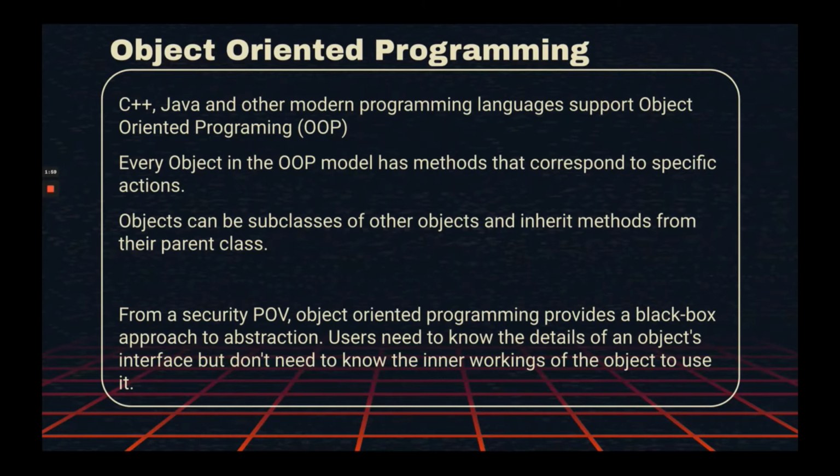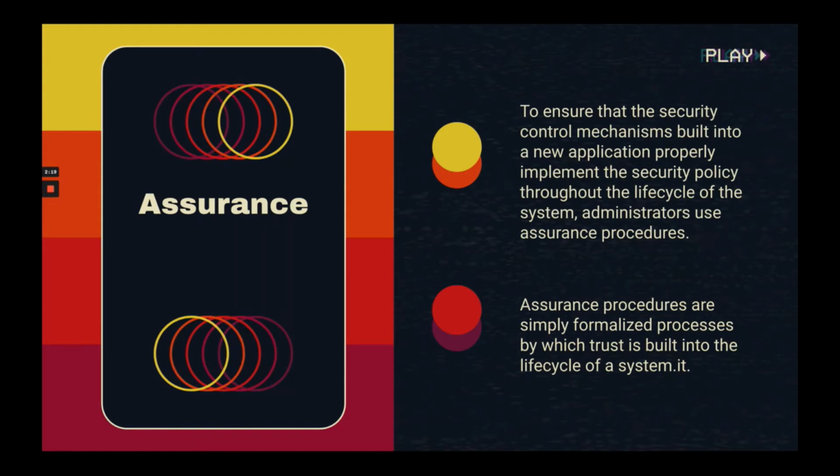And from a security point of view, object-oriented programming provides a black box approach to abstraction. The users need to know the details of an object's interface, but they don't need to know the inner workings of the object to use it. So from a security point of view, it's very good. Then assurance. To ensure that security control mechanisms built into a new application properly implement the security policy throughout the lifecycle of the system, administrators use assurance procedures. Assurance procedures are simply formalized processes that are built into the lifecycle of a system.